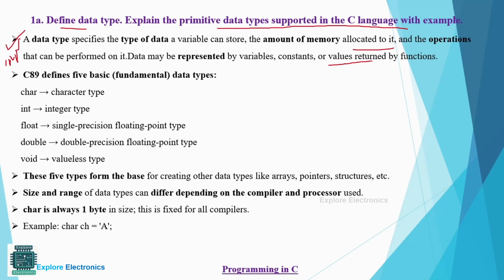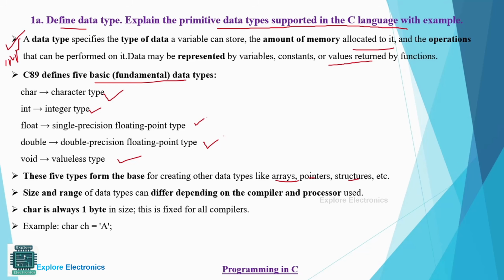And the next part is explain the primitive, meaning basic, data types supported in C language with example. Here, the basic data types are char, int, float, double, void. Char means character type, int means integer type, float means single precision floating point, double means double precision floating point, and void is the valueless type. These five types form the base for creating other data types like array, pointer, structure. But in the question, what is asked is only to explain the basic data types with examples. Now let us go one by one.